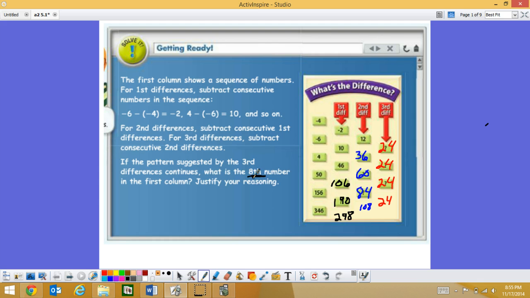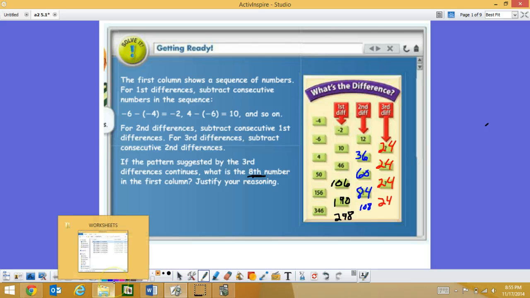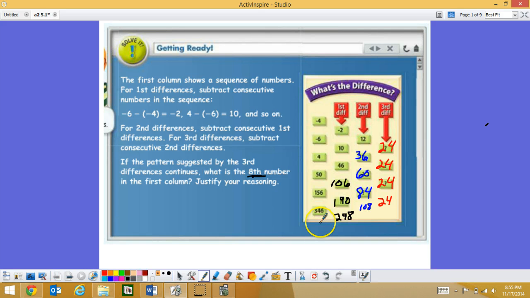So adding 298 to 346, that's 2 short of 300, so that would be 644. 644 would be the next term in the sequence.